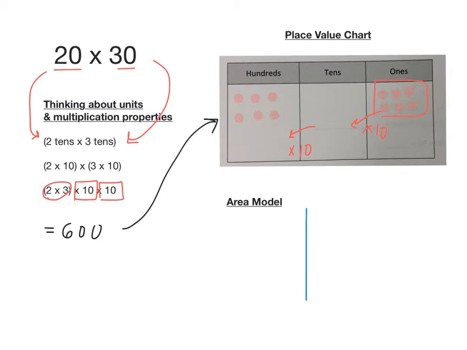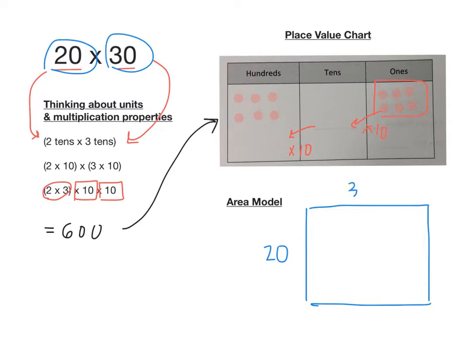Now, we can also use what's called an area model to help us. An area model is simply a rectangle where the length is one factor, 20, and the width is the other factor, 30. How do I find the area of this rectangle? In order to find area, we have to multiply length times width, right? Do you guys agree? So the area is the length times the width, or 20 times 30.